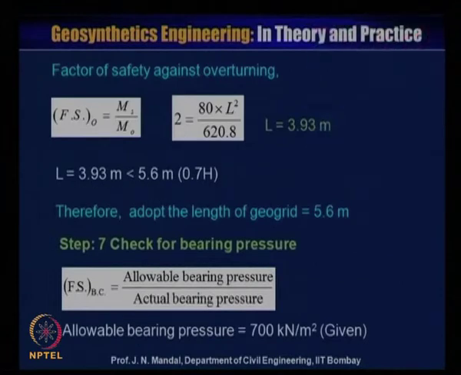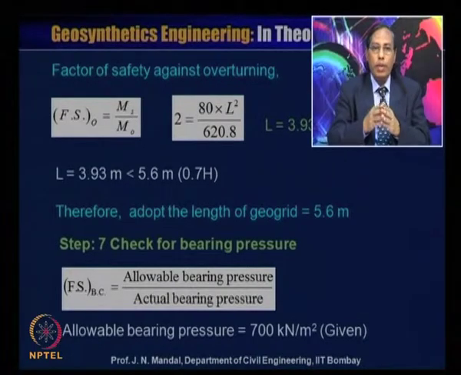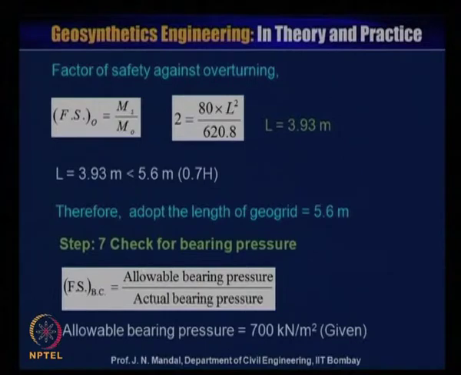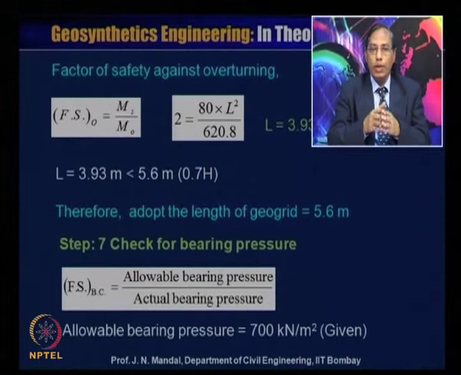So you know the overturning moment. Now you have to calculate the factor of safety against overturning, which is equal to MS by M0. We consider the factor of safety as 2. MS is 80 into L square, divided by M0, which is 620.8. So you can calculate L, and the L value is equal to 3.93 meter, which is less than 5.6 meter or 0.78 times the height. Therefore, you adopt the length of the geogrid as 5.6 meter.